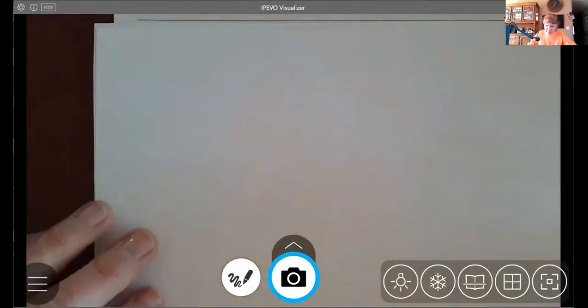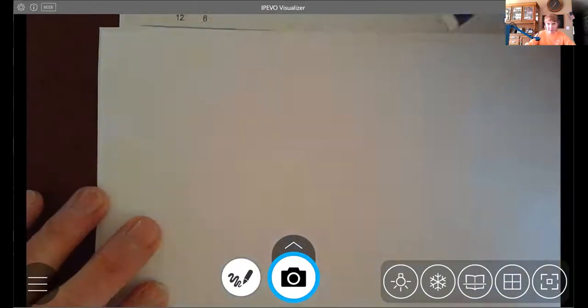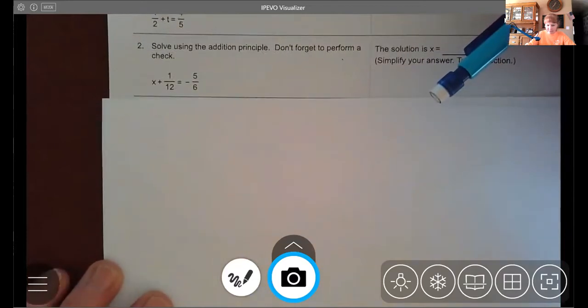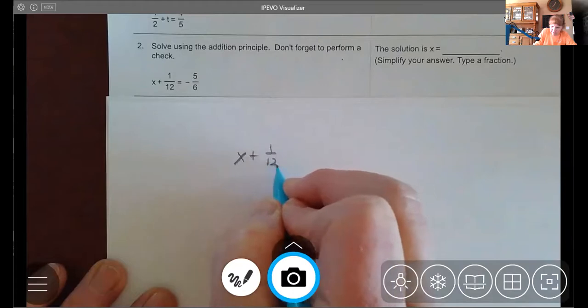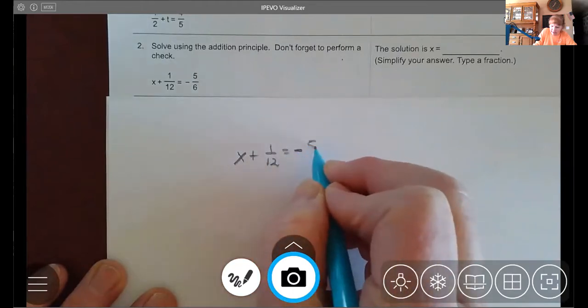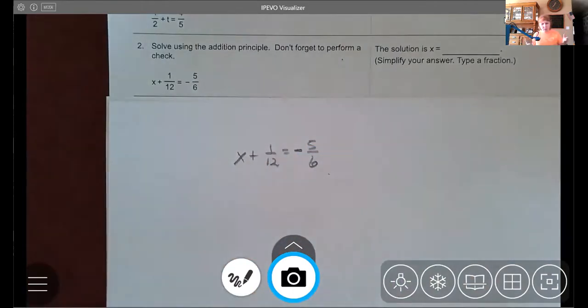All right, so number 2. Now maybe you can do these as we go through them. We have x plus 1/12 equals a negative 5/6. What I'm going to do is clear the fractions. You guys, you could just subtract 1/12 from both sides, get a common denominator, and combine them. All right, and you'll get the answer. But I want to practice clearing fractions.